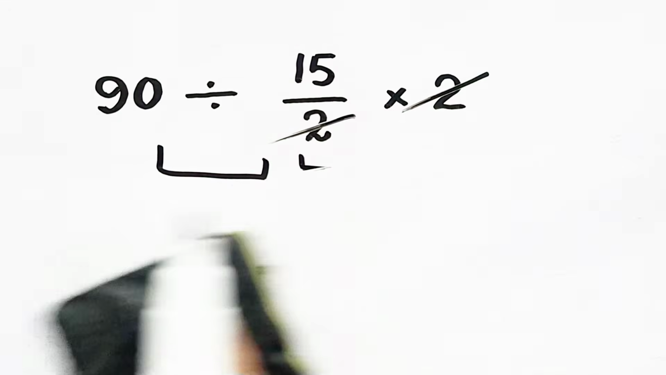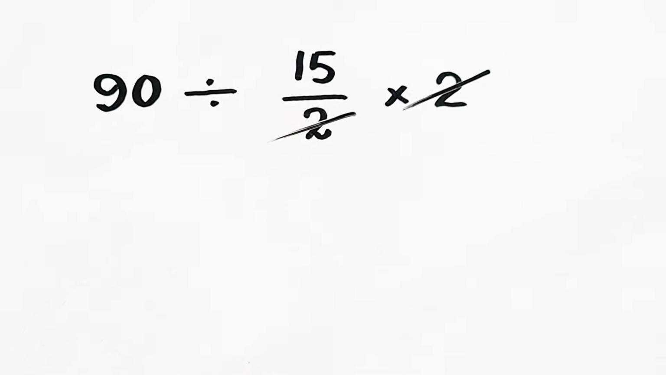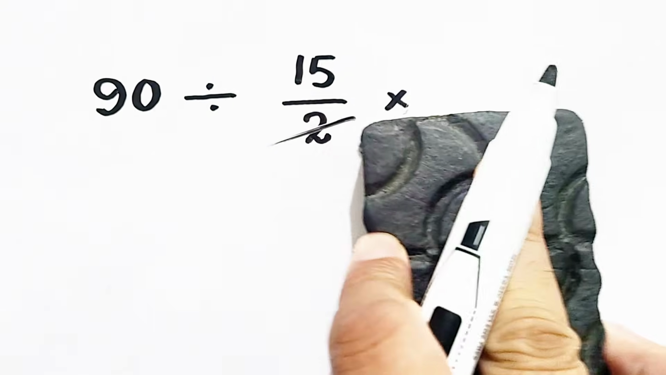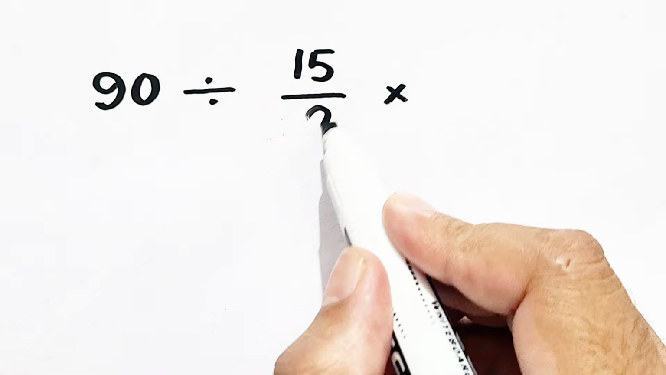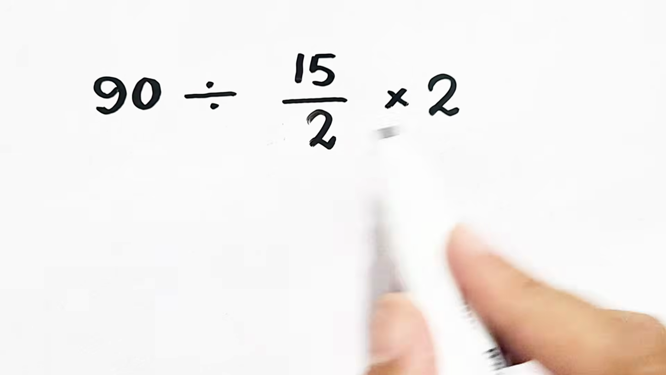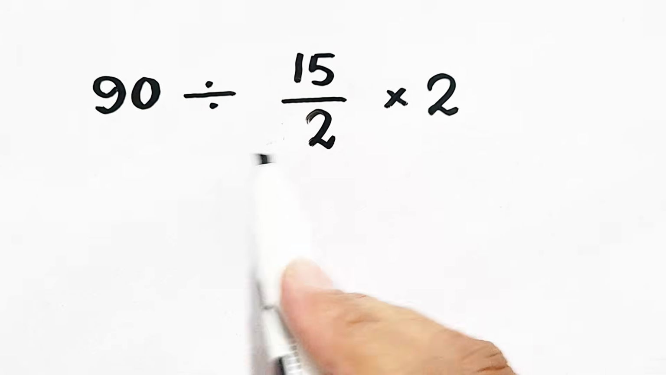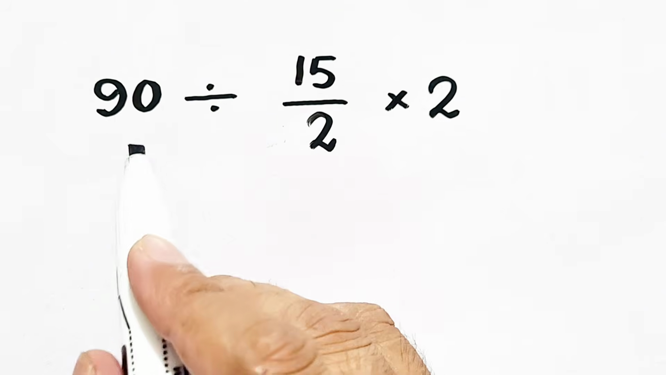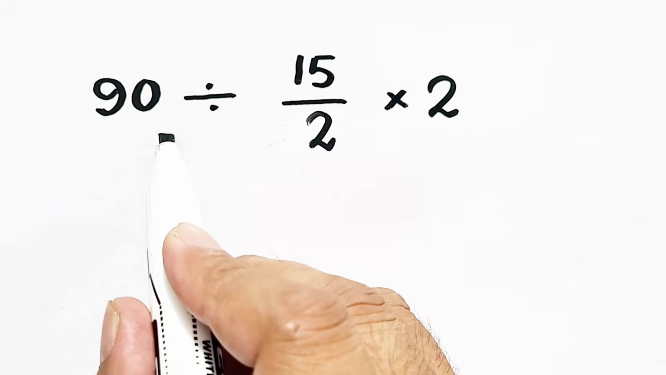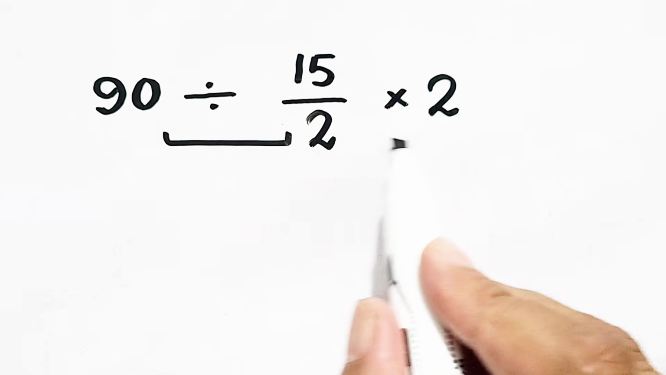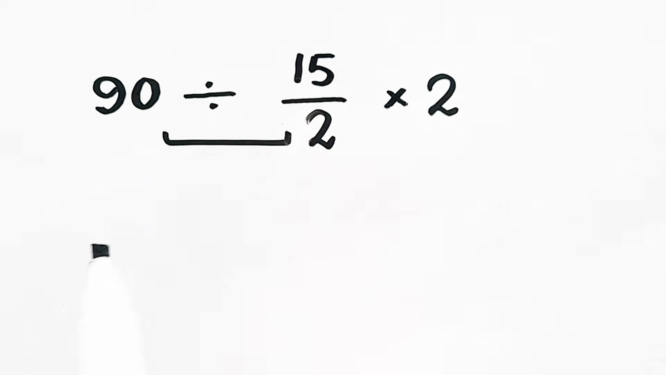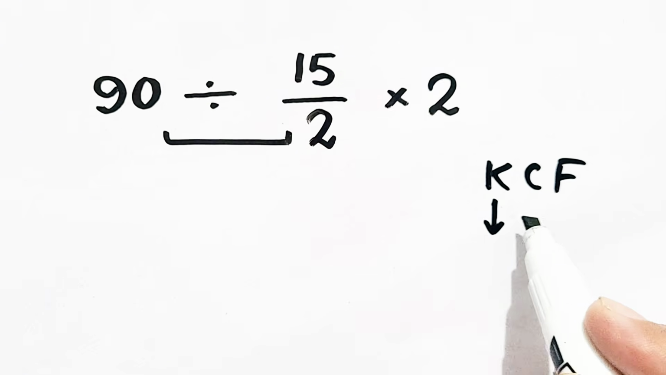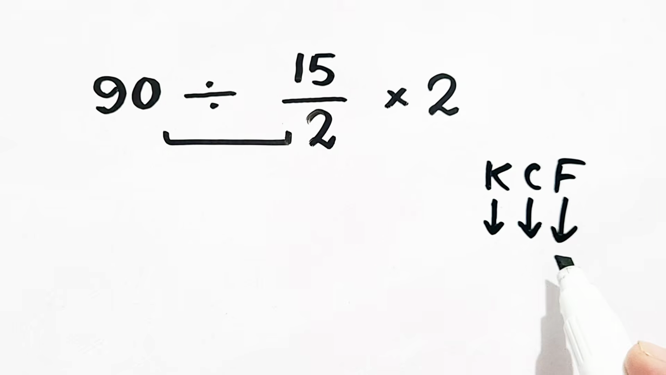Okay, now you have to learn why this answer, 6, is not correct and why we can't cancel 2. You have to learn this question. So we have division and multiplication, both are the same, but we have to move from left to right. Division will be handled first, and here we apply KCF: keep first one, change second one, flip third one.